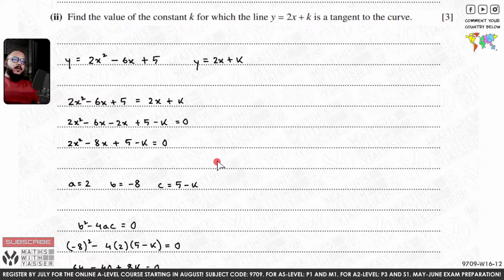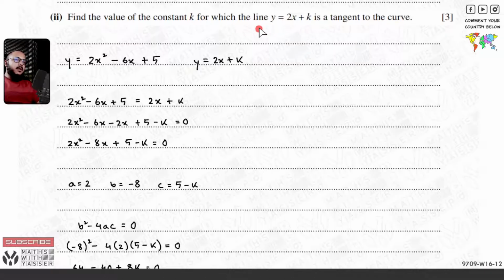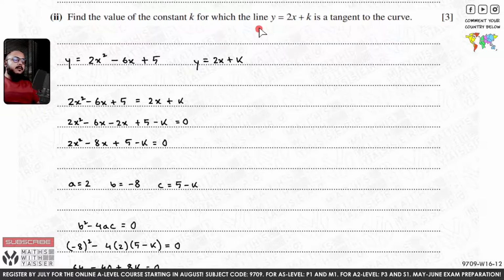In the second part of the question, it says find the value of the constant k for which the line y is equal to 2x plus k is a tangent to the curve. This type of question should give you the idea of finding the discriminant. And since this is a tangent to the curve, this line will be meeting the curve at only one point. That means the discriminant must be 0. b square minus 4ac is the discriminant, which is equal to 0.